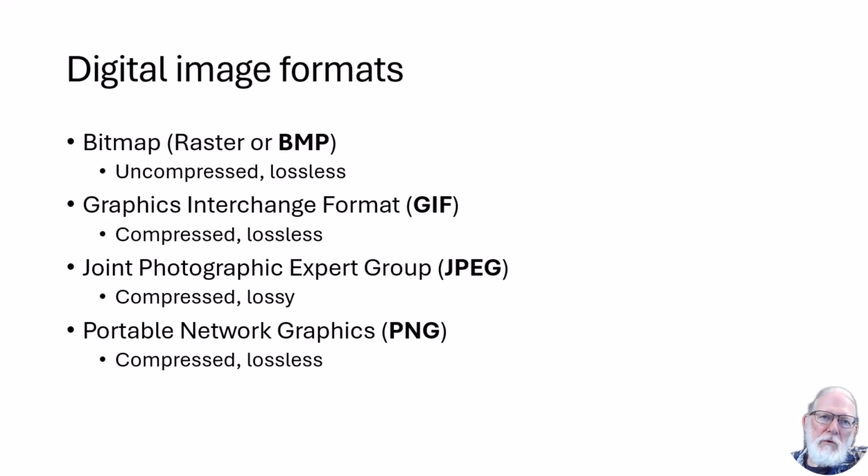The Joint Photographic Expert Group, or JPEG, is probably one you're most familiar with. This is also a compressed format, but it is lossy. Portable Network Graphics, PNG, is a compressed format, but it is lossless. So out of these four, as a rule, the JPEG will produce the smallest images, but do note that it is lossy and therefore not fully reversible.